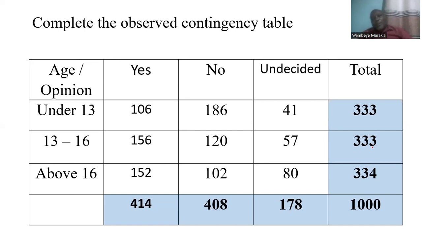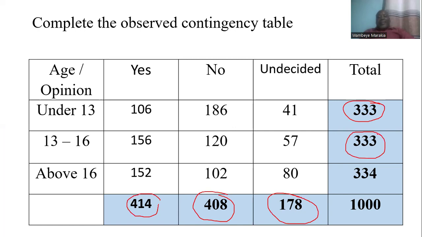So the marginal totals for yes were 414. The marginal totals for no were 408. And the marginal totals for undecided were 178. The marginal totals for under 13 were 333. And the marginal totals for 13 to 16 were 303. And above 16, the marginal total was 334. And the total for all the students was 1,000.